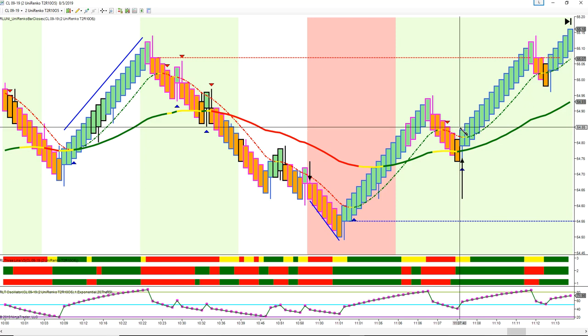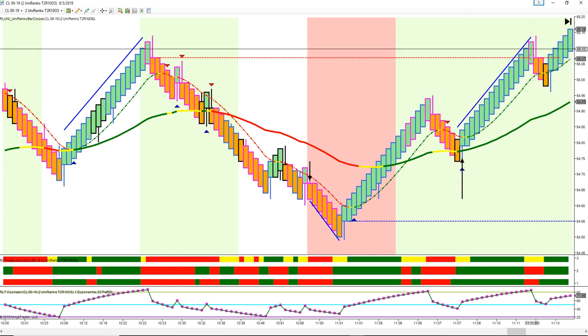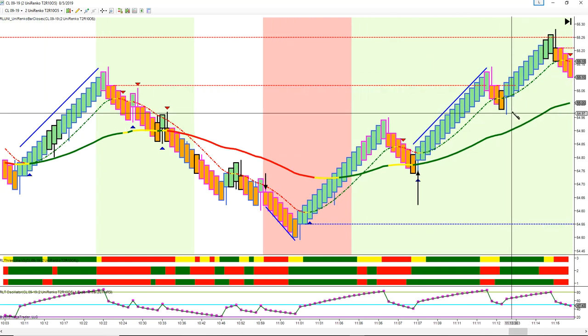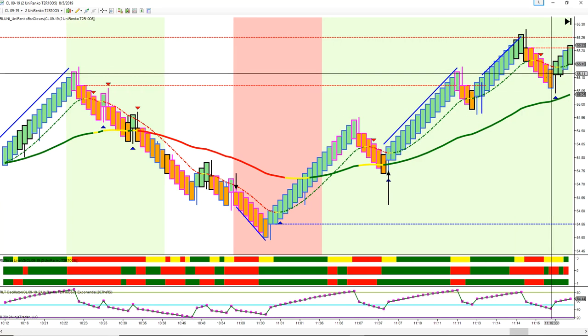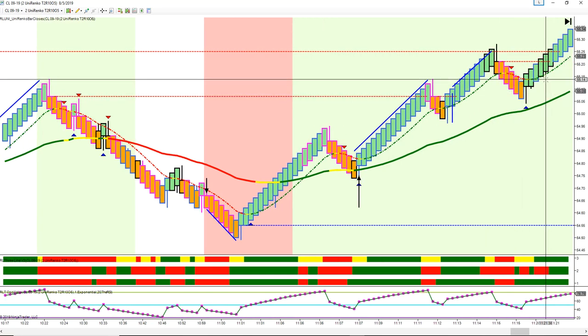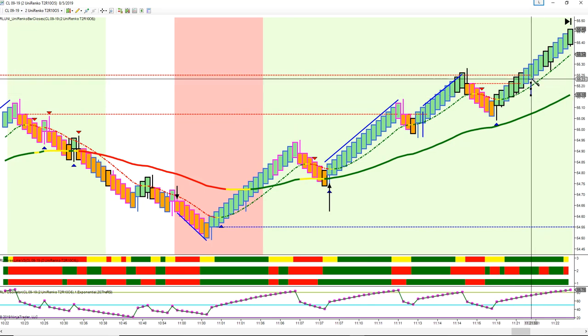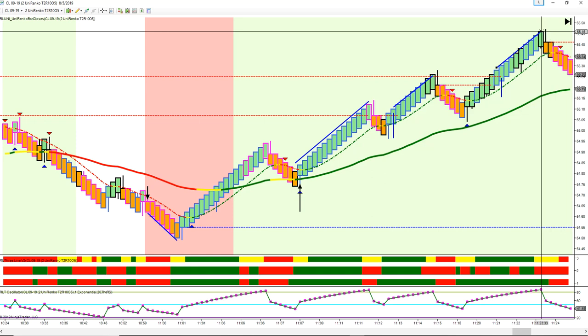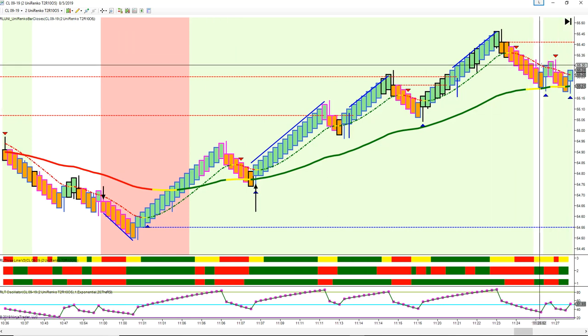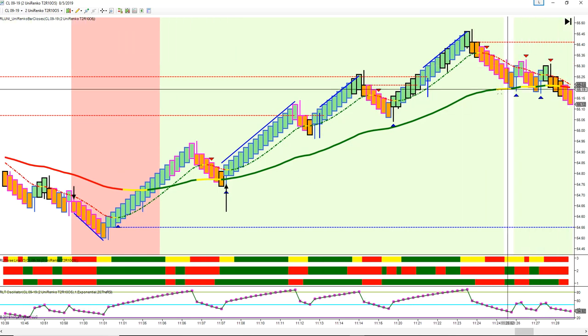Another trade, killer signal. There's the break of the pivot. Up you go. Now, there's the pivot break, order flow, stochastic, and momentum. Up you go. There are absolutely no losers.